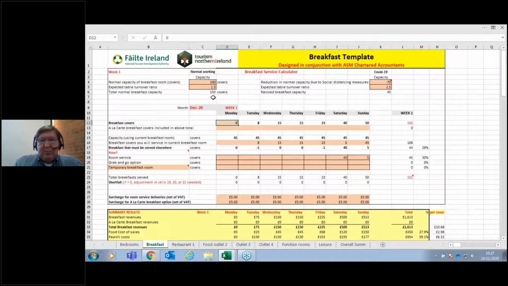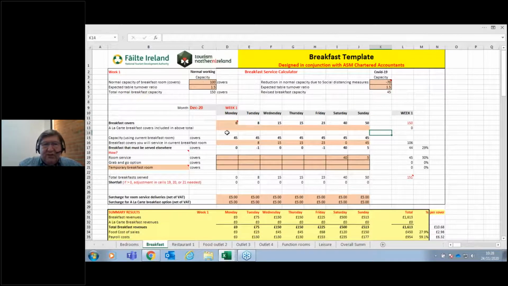What this part of the model also does is it asks a simple question: what would your typical capacity be in your breakfast room or your restaurant? How many times would you typically have turned the table over? So that gives you in theory a capacity of 150 covers. But due to COVID-19 restrictions, what's a reduction in your typical capacity? In this case, we're assuming 70. So we're down to 30 covers instead of 70. And would your turnover ratio still be the same? Well, probably yes, but of course you may have a different experience.